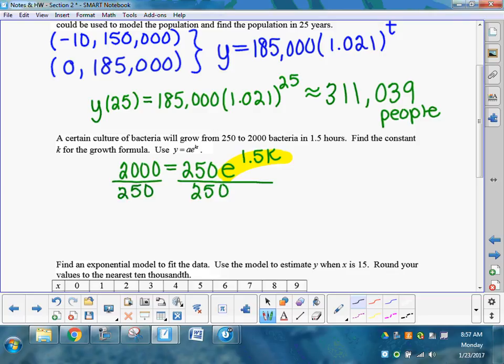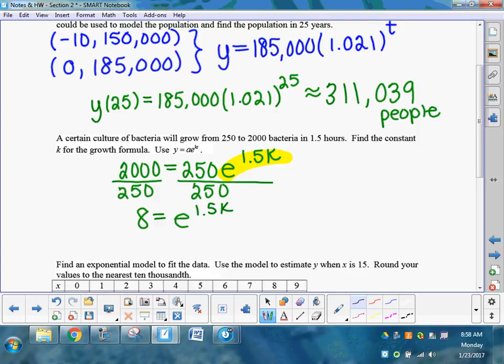What's that going to be? Who can tell me? 8. So we've got 8 is equal to e raised to the 1.5k power. What do we do now from here? Sean K., what happens next? You're right. I need you to improve your language on it. Let's put it in log form.